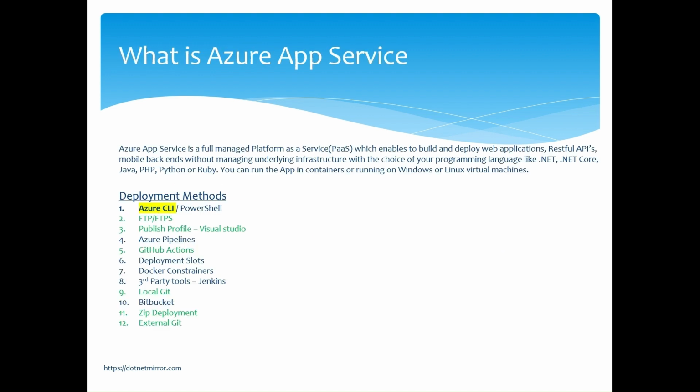Let's understand what an Azure App Service is. It's a fully managed platform as a service which enables you to build and deploy web applications, APIs, and mobile backends without managing any infrastructure. And you can pick your own programming language to develop your application. It could be .NET, Java, Python, PHP, any application. And once the application is developed, you can use the different deployment methods below to deploy to Azure App Service.